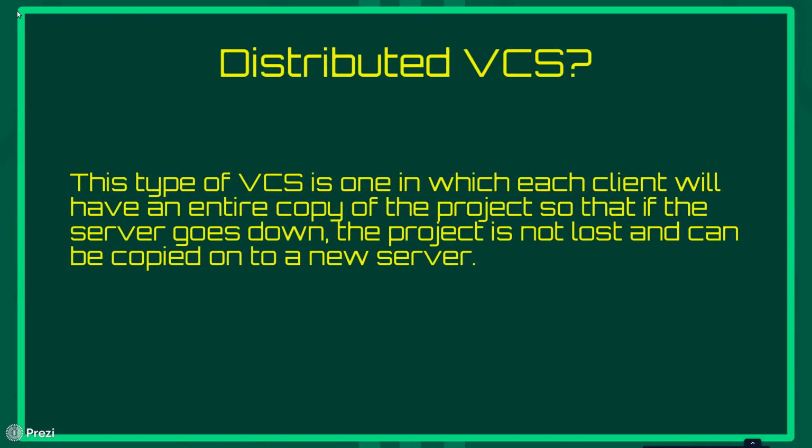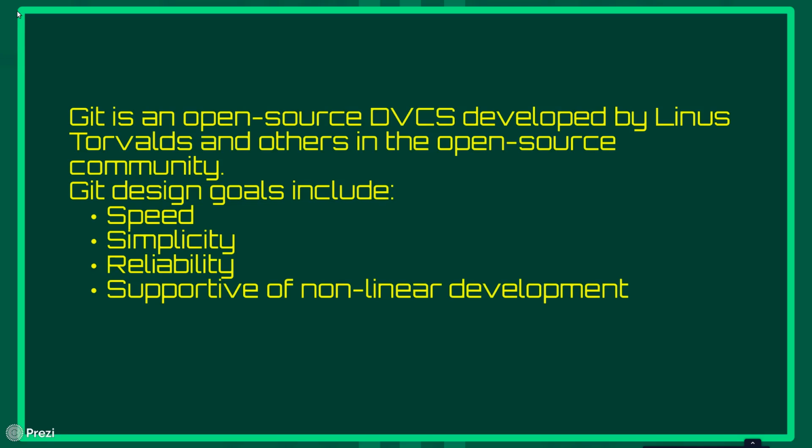So the second thing we need to know is, what is a distributed version control system? This type of VCS is one in which each client will have an entire copy of the project, so that if the server goes down, the project is not lost and can be copied onto a new server. So Git is an open source distributed version control system developed by Linus Torvalds and others in the open source community. Its design goals include speed, simplicity, reliability, and it is supportive of nonlinear development.